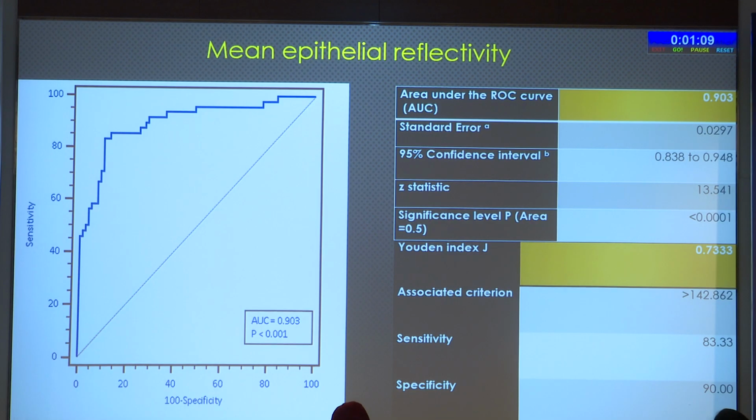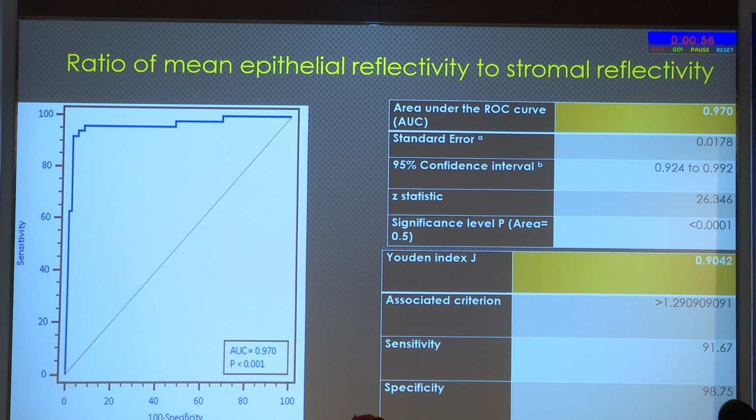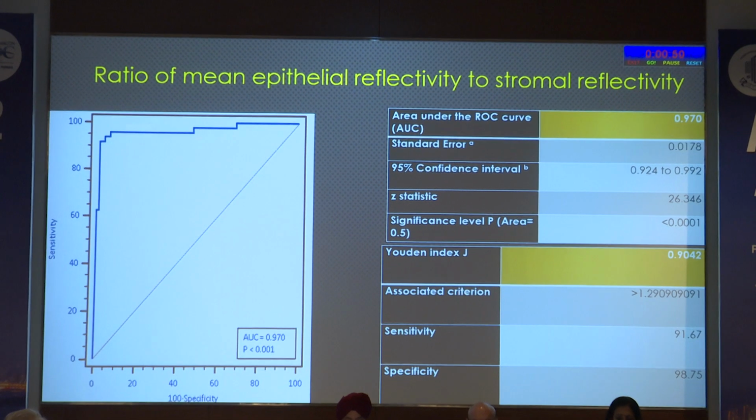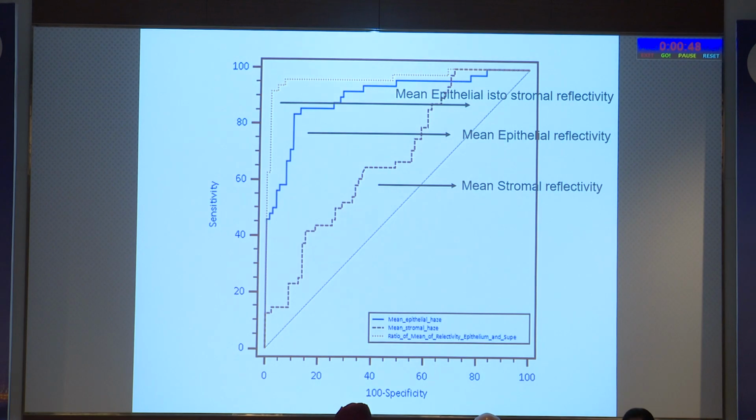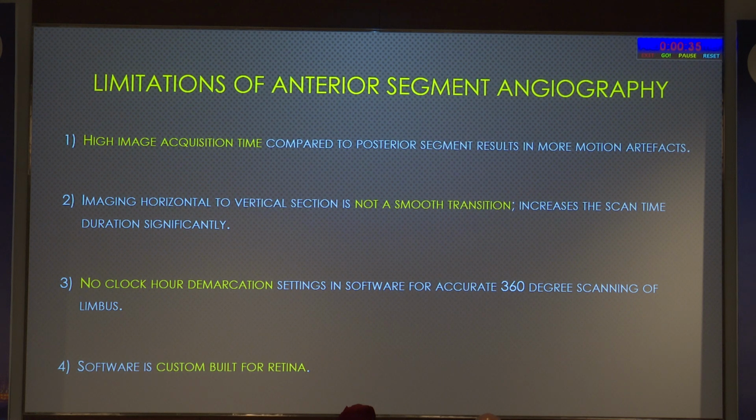The mean epithelial reflectivity has an area under the ROC curve of 0.903 with a Youden index of 0.73. Mean stromal reflectivity had an area under the ROC curve of 0.67, while the Youden index was 0.28. The ratio of mean epithelial reflectivity to stromal reflectivity, however, had an area under the ROC curve of 0.97 with a Youden index of 0.90. So we can see that this parameter came out to be the best criterion for LSCD diagnosis. Mean superficial vascular density had an area under the curve of 0.91, however the Youden index was 0.71. So we concluded that 4 parameters were found to be clinically significant.